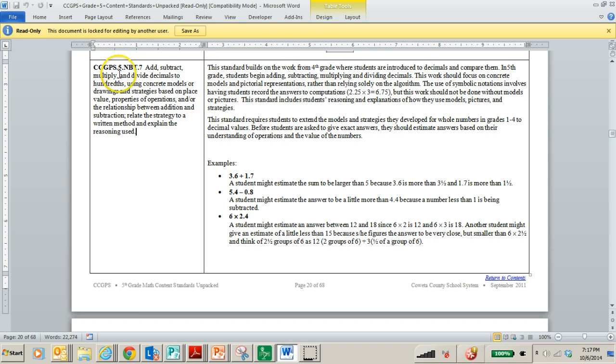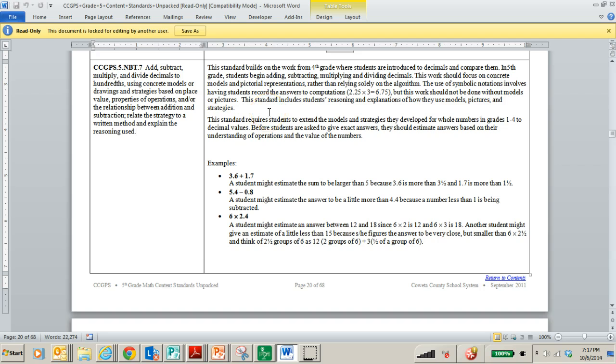This unit focuses on 5.NBT.7, or 5th grade Numbers and Operations in Base 10. It says: add, subtract, multiply, and divide decimals to hundredths, using concrete models or drawings and strategies based on place value, properties of operations, and/or the relationship between addition and subtraction; relate the strategy to a written method and explain the reasoning used.